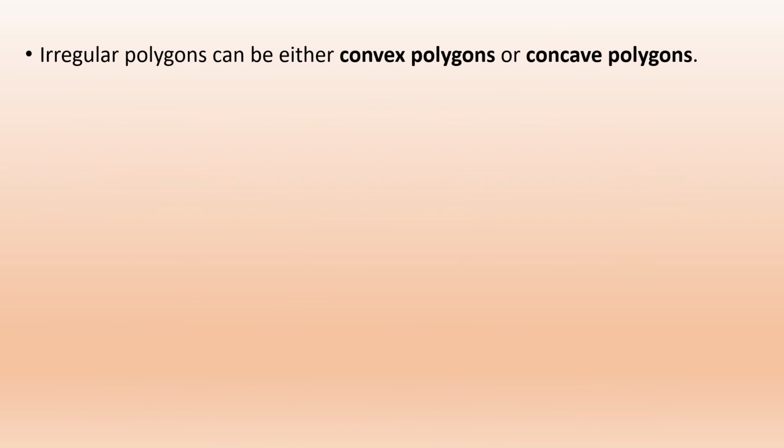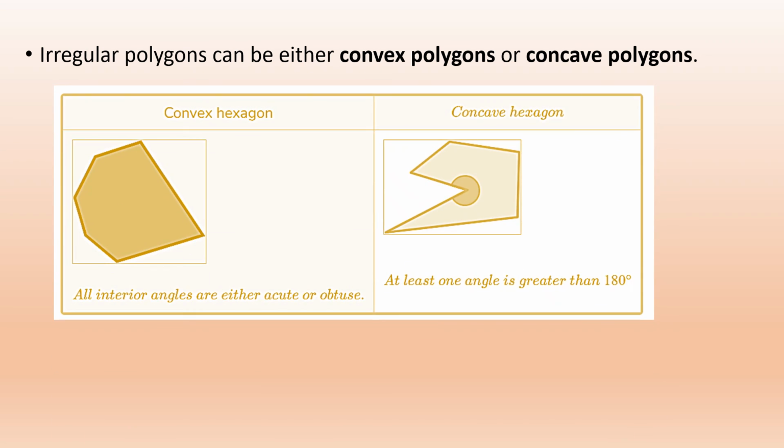Irregular polygons can either be convex or concave. What does convex mean? The interior angles will be less than 180. They will be either acute or obtuse. What is acute? Greater than 0 and less than 90. What is obtuse? Greater than 90 and less than 180.